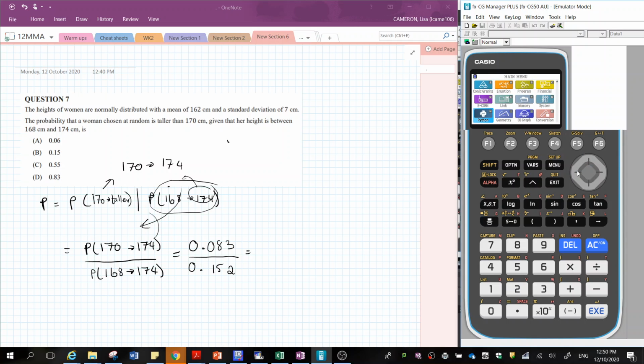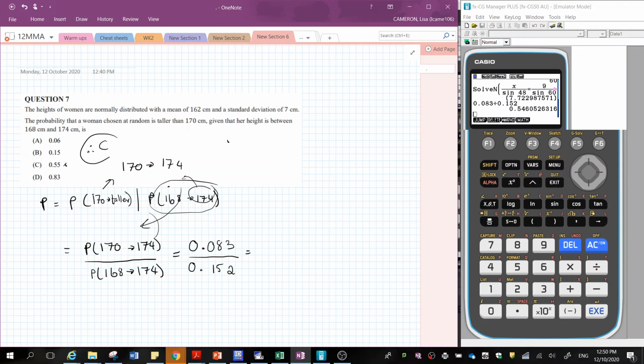So back into the run matrix, 0.0883 divided by 0.152, execute, and the closest one that we get to that is going to be C. So therefore our answer for this one is C.